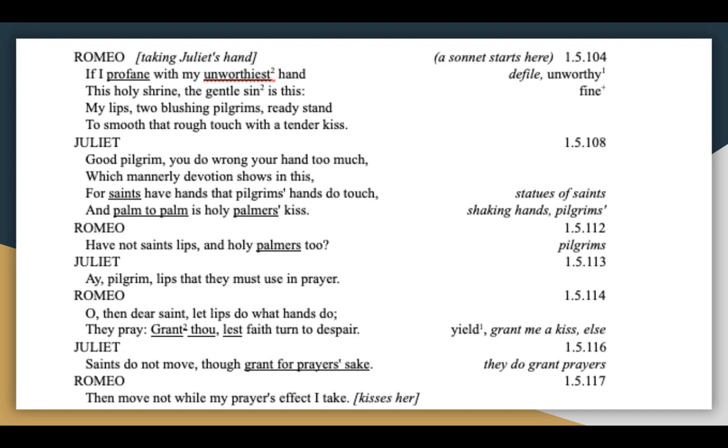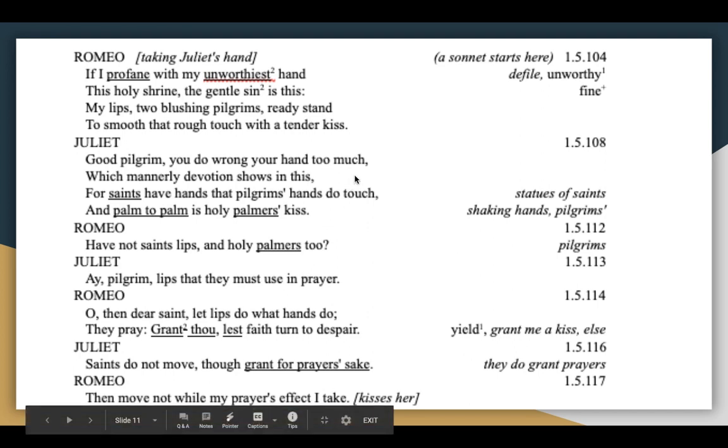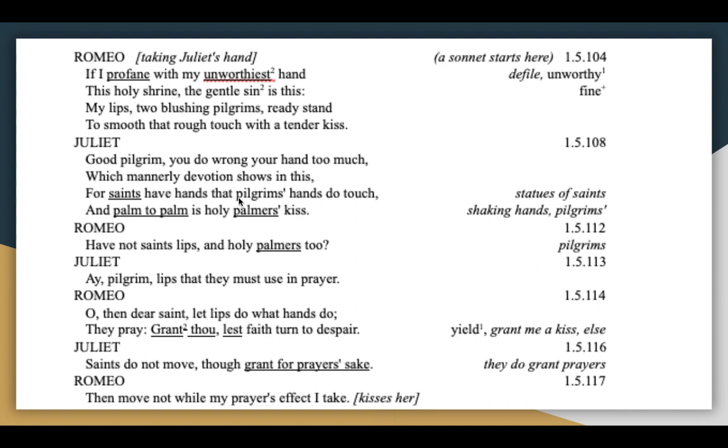And he says, "If I profane with my unworthiest hand this holy shrine, the gentle sin is this: my lips, two blushing pilgrims, ready stand to smooth that rough touch with a tender kiss." Juliet says, "Good pilgrim, you do wrong your hand too much, which mannerly devotion shows in this. For saints have hands that pilgrims' hands do touch, and palm to palm is holy palmers' kiss."